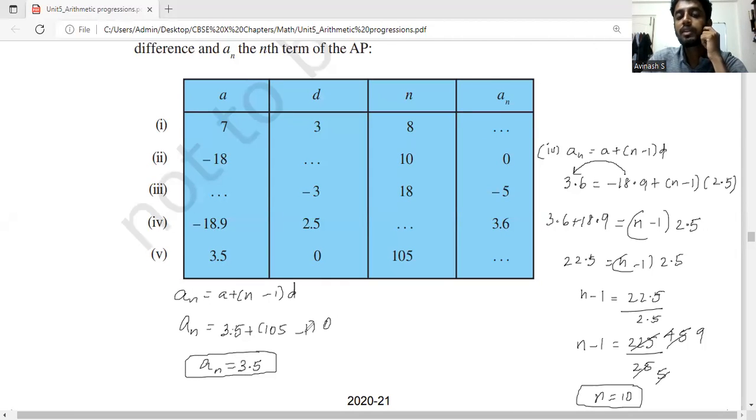So 105 minus 1, 104, into 0, when you multiply, you get 0. So automatically this becomes 3.5. So this is how you do it. You need not do it as 104. Directly you can do it as into 0. So when it comes to the fifth subdivision, A n equals A plus n minus 1 into D. We have substituted the values for A, n and D. We need not do 105 minus 1 is 104 and then multiply it with 0. We can directly say this term will get 0. So the answer is 3.5.